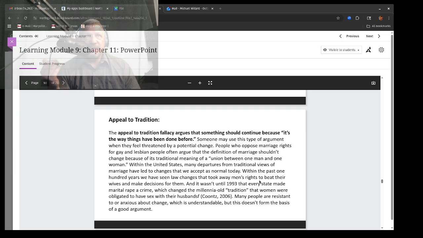Appeal to tradition is a fallacy that argues that something should continue because it's the way things have been done before. But if we did that, women would have never earned the right to vote, right? Would even slavery have been abolished if we just did things the way it was done before? I'm not saying it's right, but people use this argument, well, that's the way it's always been done.